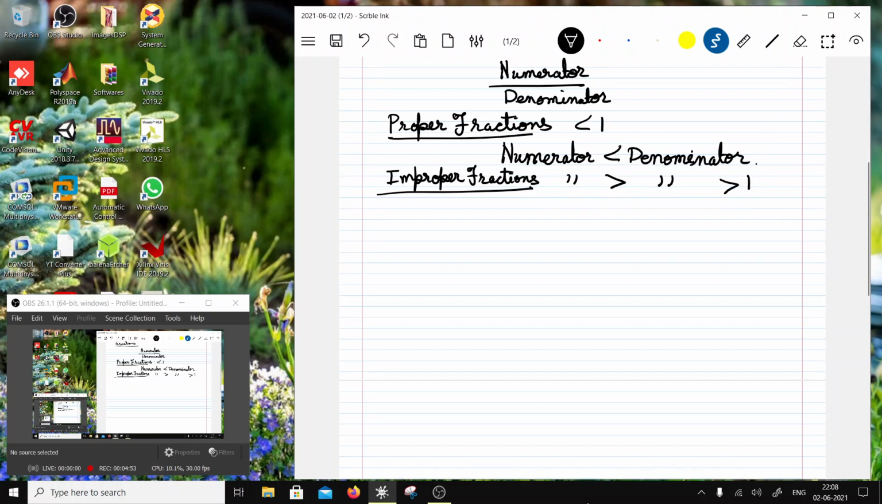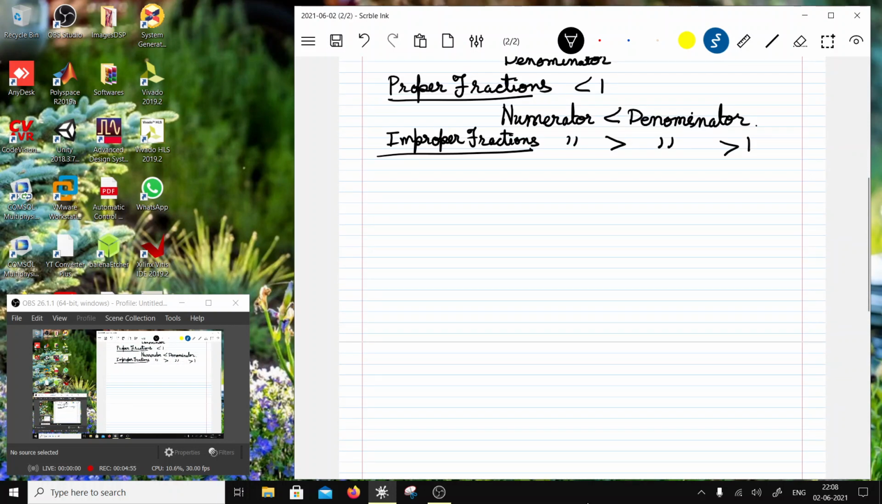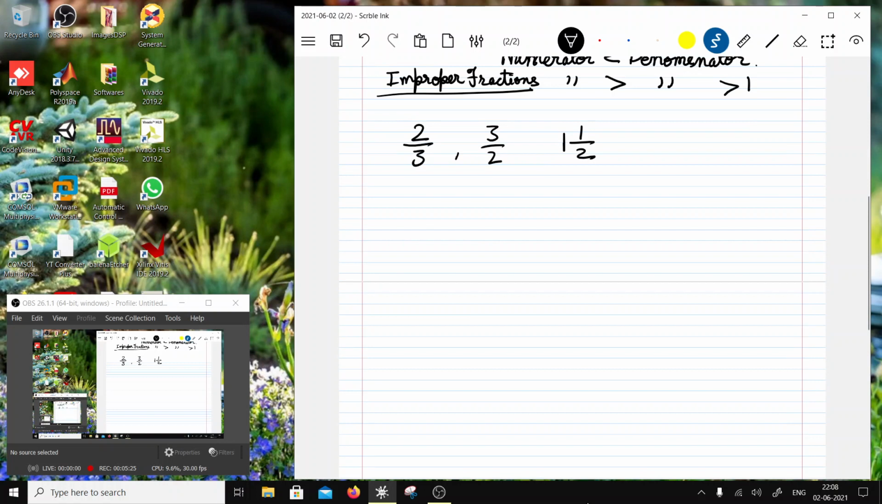Now let's see some examples. Let's say I take two numbers, let's say 2 by 3. Because the numerator is smaller than the denominator, it's a proper fraction. If it was 3 by 2, then it would be an improper fraction. An improper fraction can also be expressed as, if I divide by 2, I have 1 and the remainder is 1, so this is 1 and 1/2, that is 1.5. This is called a mixed number.